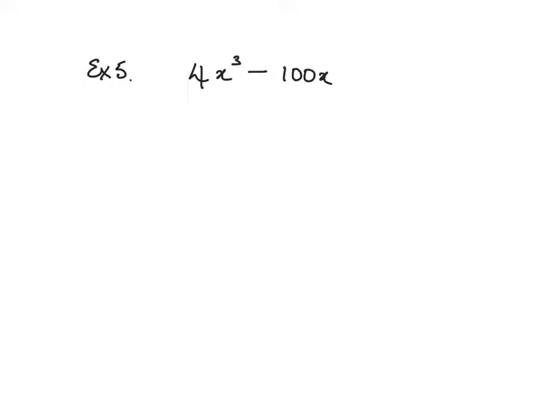Now, example 5, last example. What we should always look for is a common factor. Now, we might be tempted to say the common factor is x. Well, it is, yes, but there's also a number common factor here. In spite of the fact that 4 is a square number and 100 is a square number, I hope you can see that 4 is a number which is common to both. So what I'm going to do is I'm going to take out 4x as the common factor.